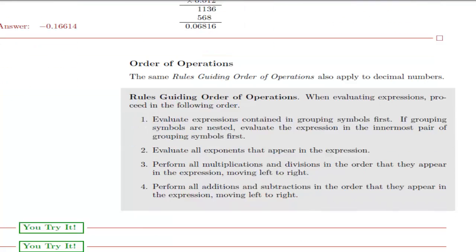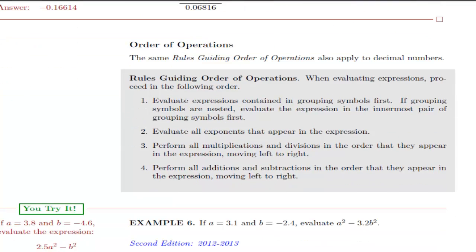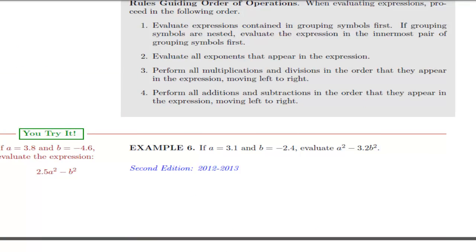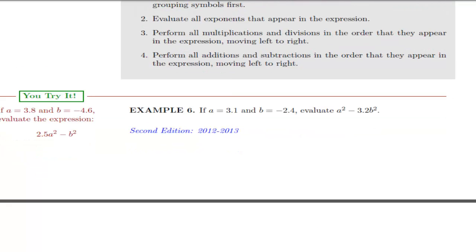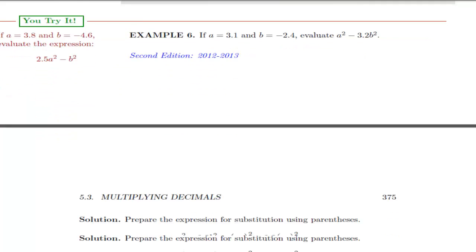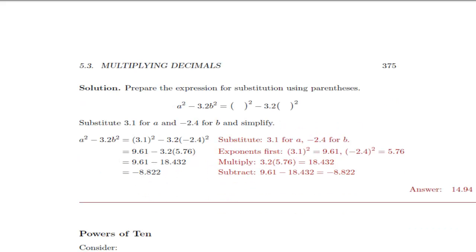Order of operations. The same rules guiding order of operations also apply to decimal numbers. Example 6. If a equals 3 and 1/10 and b equals negative 2 and 4/10, evaluate a squared minus 3 and 2/10 times b squared. Solution. Prepare the expression for substitution using parentheses. Substitute 3 and 1/10 for a and negative 2 and 4/10 for b and simplify. So we get 3 and 1/10 squared minus 3 and 2/10 times a negative 2 and 4/10 squared.